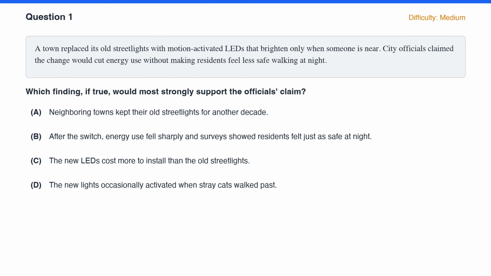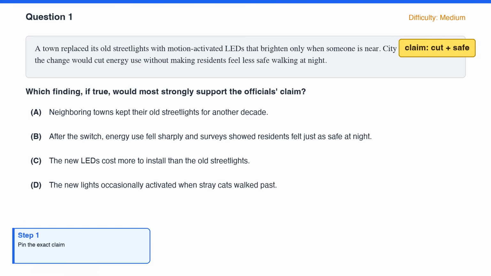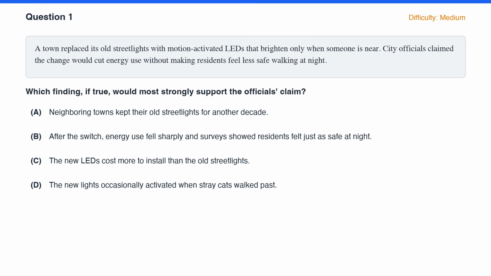A town swaps its streetlights for motion-activated LEDs, and officials claim the change will cut energy use without making residents feel less safe at night. Step 1. Pin the exact claim. Notice this claim has 2 parts. Energy goes down, and people still feel safe. Write both. I need a finding that covers both halves.